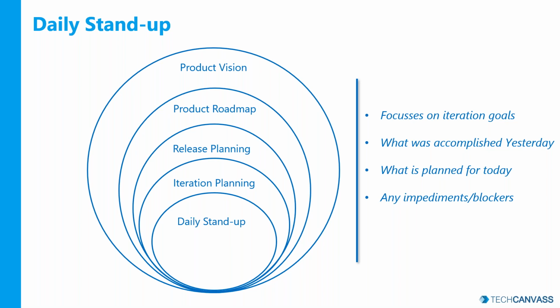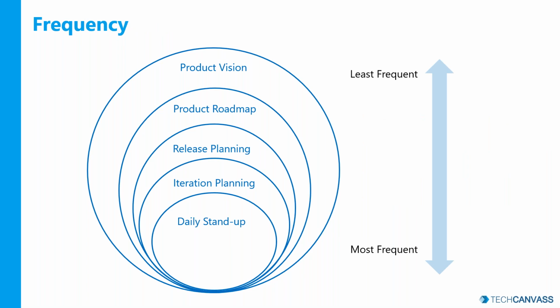So this is the planning onion, very popular in Agile. Now, if you look at the frequency of this happening, if you go to the topmost layer of planning, product vision, it is least frequent. Typically product vision happens once in the lifetime of a product, or if there is a major change in the behavior of the product, you change the vision.